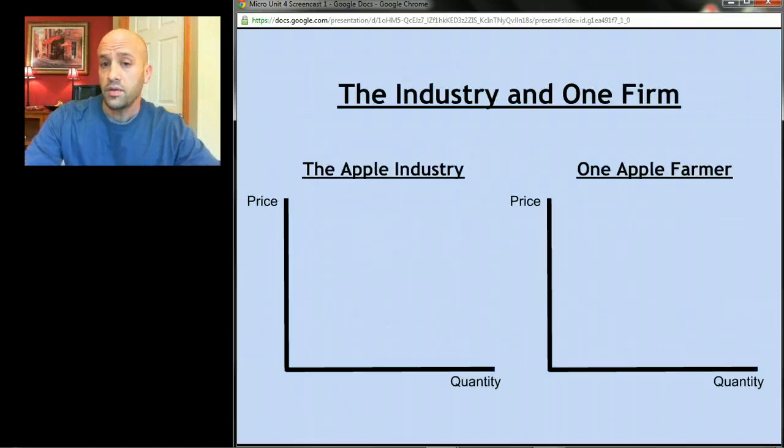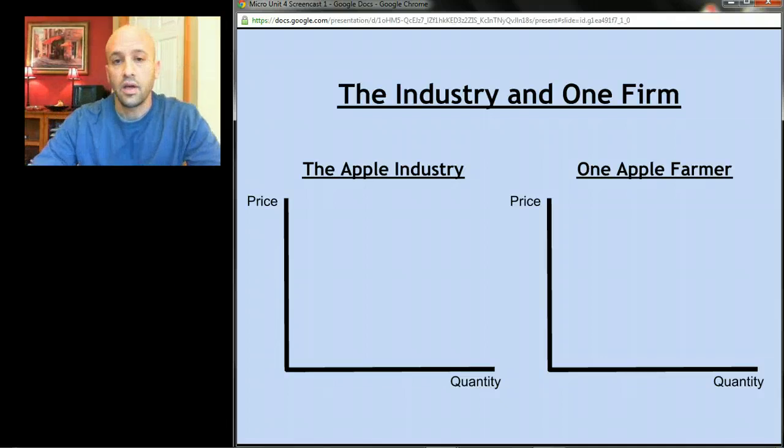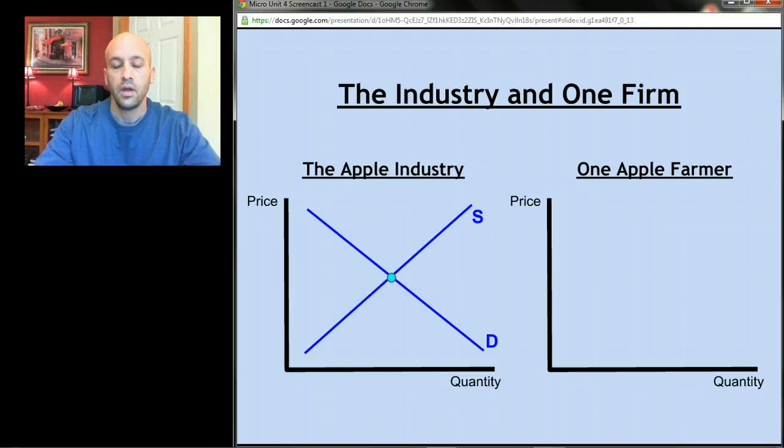All right, so to set up the model and what the graphs look like, again, we're going to divide things into two graphs. On the left-hand side, we're going to have a graph for the entire industry, maybe the apple industry. And on the right-hand side, I'm going to have a graph for one individual firm, one perfectly competitive firm in that industry. Now, as I said, in the industry graph, things look familiar. Supply and demand, with demand looking like a normal downward sloping demand curve. And what we're going to see is that it's the industry that determines equilibrium price and quantity.